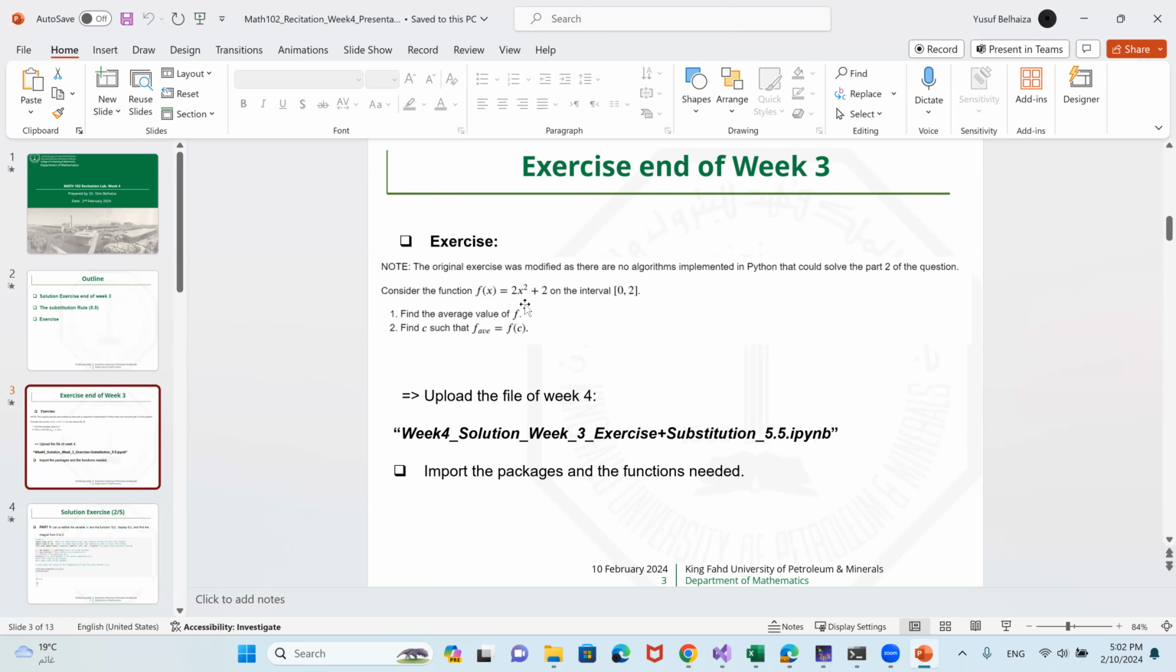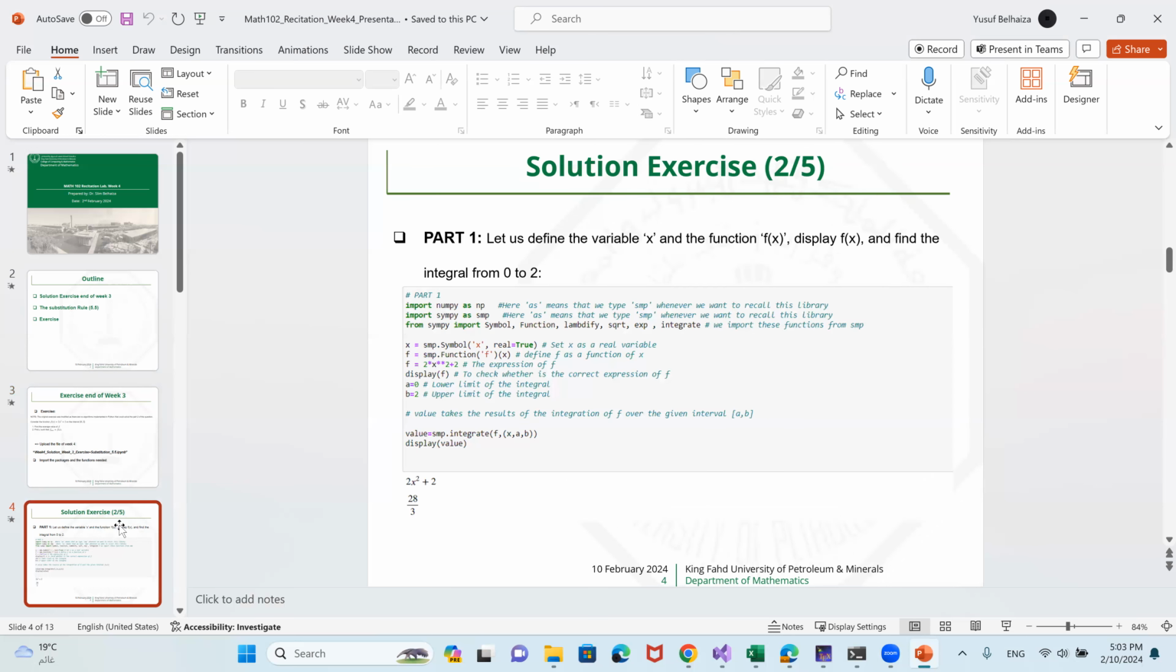So the modified question is like this. Let's consider f of x, which is 2x squared plus 2x, on the interval 0, 2. There are two sub-questions. We'd like to find the average value of f, and then find c such that the f average is equal to f of c. Of course, you will upload the week 4 solution file, and then we will go to the Python file. So let's start with the first slide about this exercise.